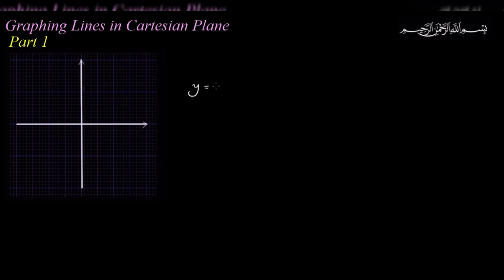y is equal to mx plus b. This is the slope-intercept form. The reason this is called the slope-intercept form is because this equation of the line gives you the slope of the line, and it also gives you the y-intercept. This is the y-intercept of the line. So this is therefore called the slope-intercept form.